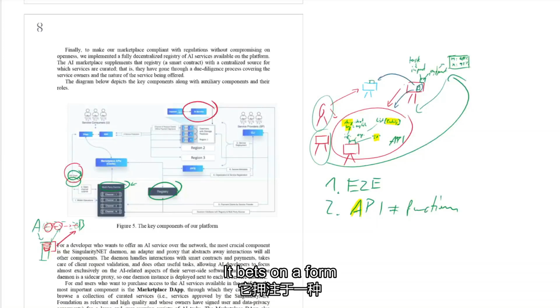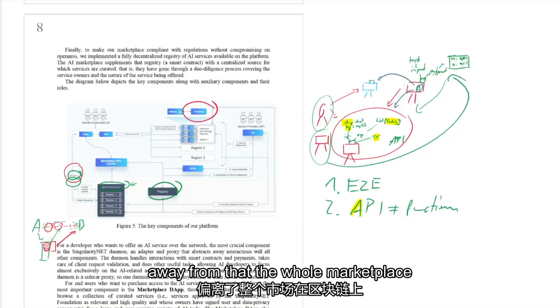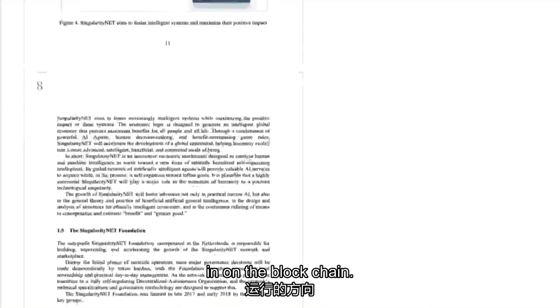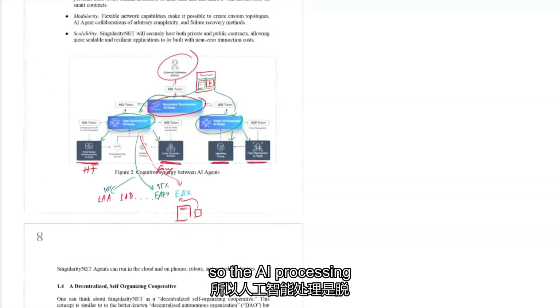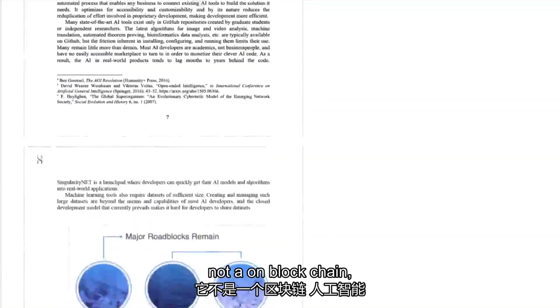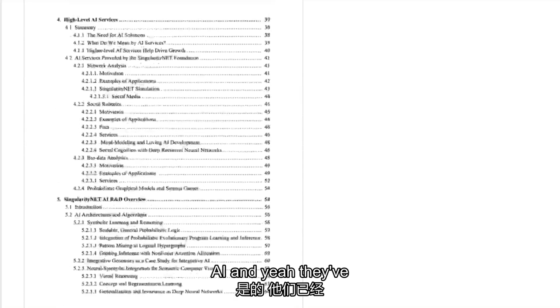It bets on a form of AI that works on discrete graphs. It works on subcomponents divided into subcomponents. It works on networks built together to achieve higher order functions. It could definitely be that the future of AI lies in this direction. It's just that the current direction is pointing away from that. The whole marketplace runs on the blockchain, and only the marketplace. So the AI processing is off-chain. So it is not an on-blockchain AI.